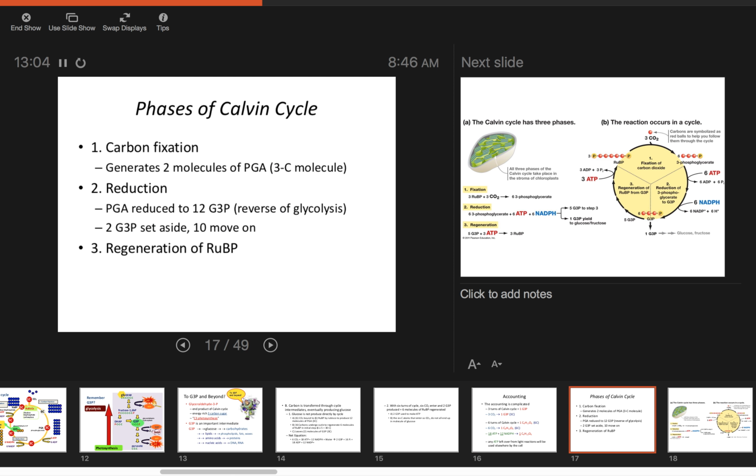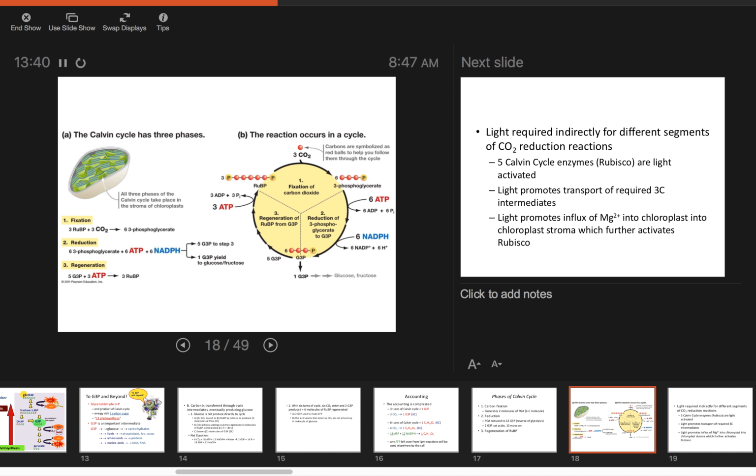Okay, let's dive into the Calvin cycle. You can break the Calvin cycle down into three phases. The carbon fixation, which means that we take in a carbon dioxide molecule, bind it to ribulose, and eventually get to PGA. Then the second stage, after you get PGA, you reduce it to eventually 12 G3P molecules, which is the reverse process of glycolysis. Two get set aside, ten move on and get rearranged into RuBP. So, carbon fixation, reduction, regeneration. I think you need to know those terms, because on your Calvin cycle, I think it's broken up like a little pie chart, or very similar to it, and you have to write reduction, regeneration, fixation.